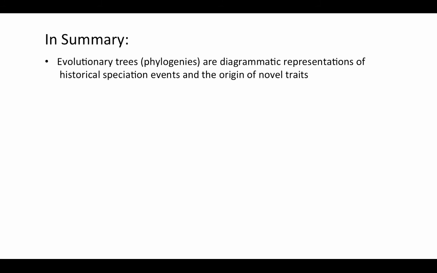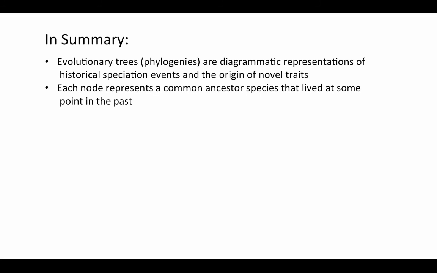In summary, what I hope you've learned from this lesson is first that evolutionary trees or phylogenies are diagrammatic representations of historical speciation events and the origin of novel traits. So different evolutionary events can be mapped onto these phylogenies to show where on the phylogeny that evolutionary event occurred. And so in this way, we can read evolutionary trees or phylogenies as a story about evolutionary history, about speciation events and evolutionary novelties, new evolutionary events.